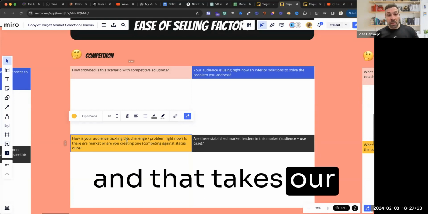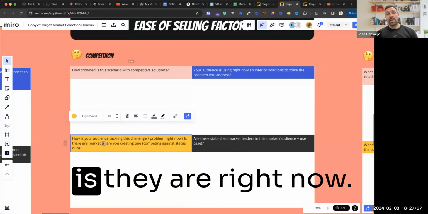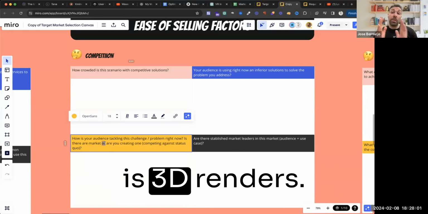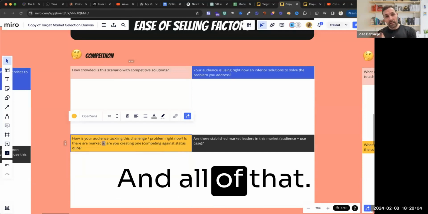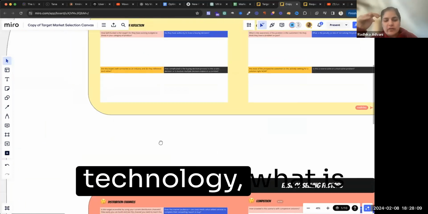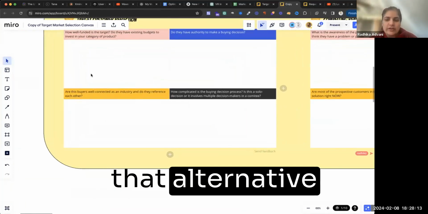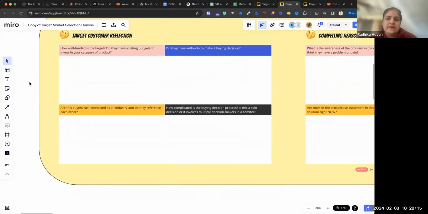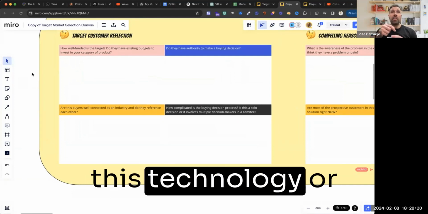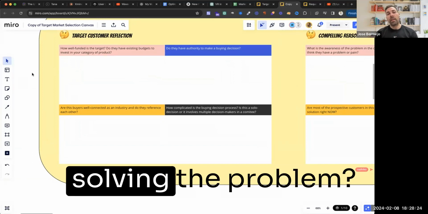And that takes our conversation also into competition. Right now, the status quo is showrooms, 3D renders, and all of that. Okay, I get it. So today, what is their alternative to this? And they have a budget for that alternative today, and they're already spending it. Exactly. Where are they spending their money? Is there money for this technology or is there money for an alternative way of solving the problem?